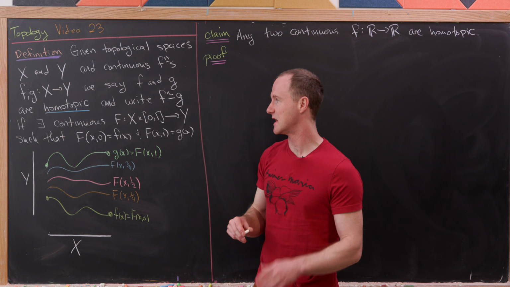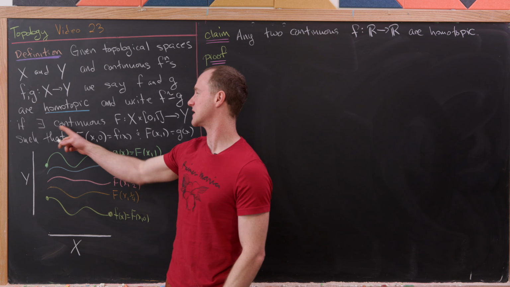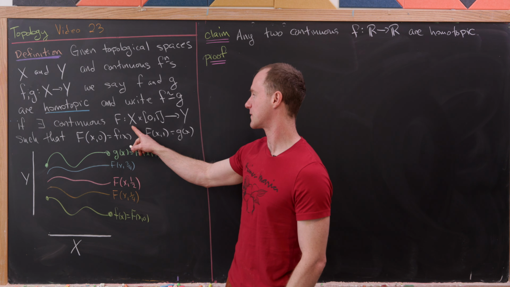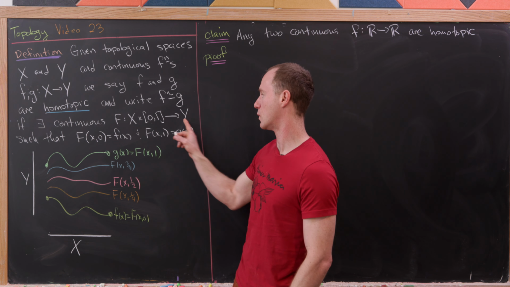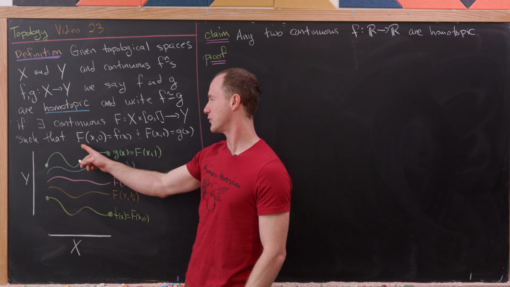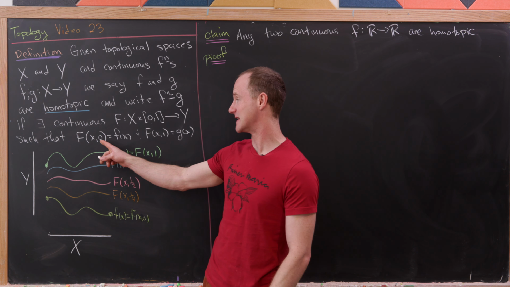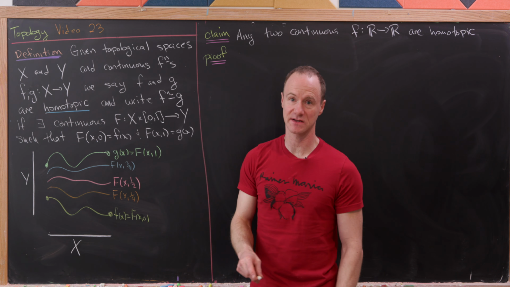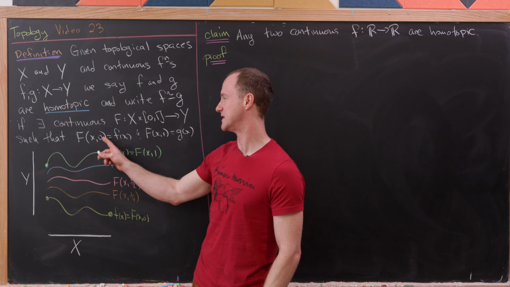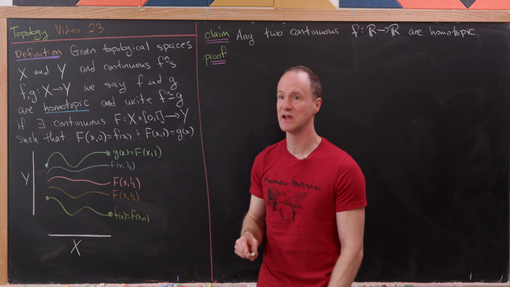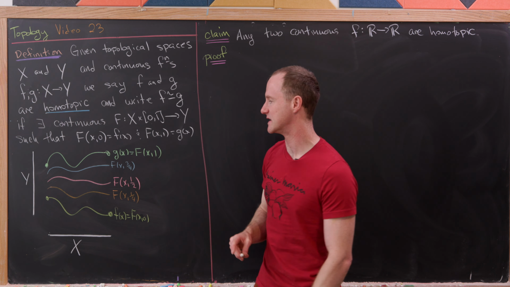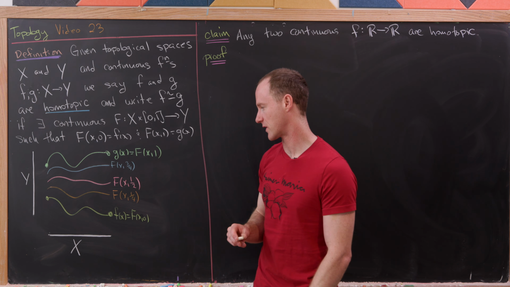Anyway, we say these things are homotopic if there exists a continuous function that we'll call capital F, and it goes from X cross the unit interval to Y, and it satisfies the following conditions. If we evaluate this at any x and at 0, we get f of x. So part of capital F is just our curve f of x. And if we evaluate this at x and 1, we get g of x. In other words, that's another part of our curve.